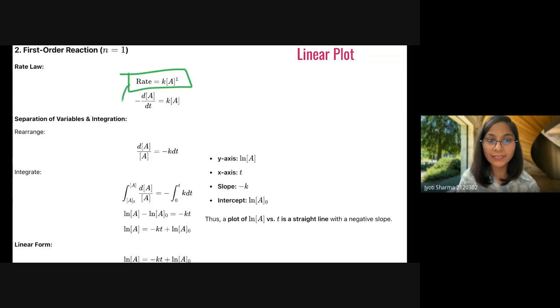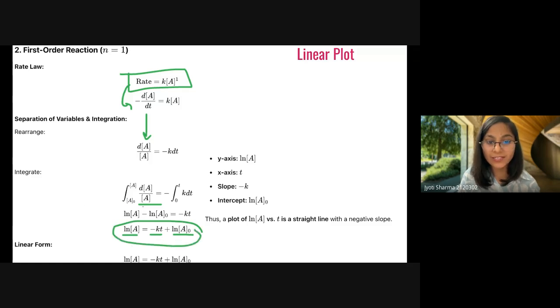And this rate is nothing but change in the concentration of the reactant upon time, and this will equal Ka. Then we will rearrange this. After rearranging, what we will get is dA upon A is equal to minus K dt. Then we will do the integration, and after that we will get natural log of A is equal to minus Kt plus natural log of A0. So this is the initial concentration, right?